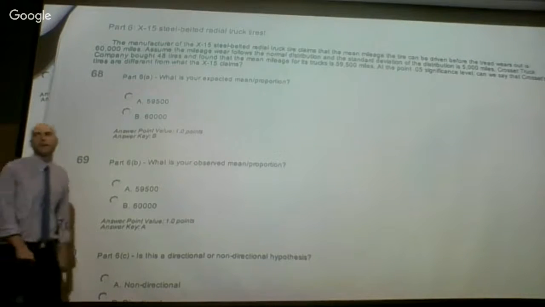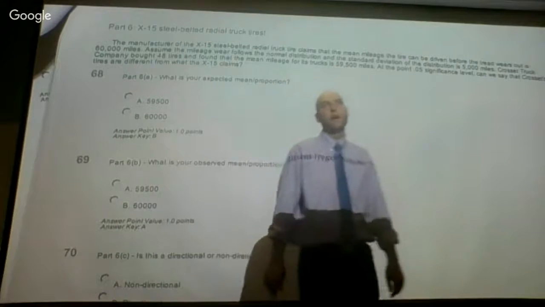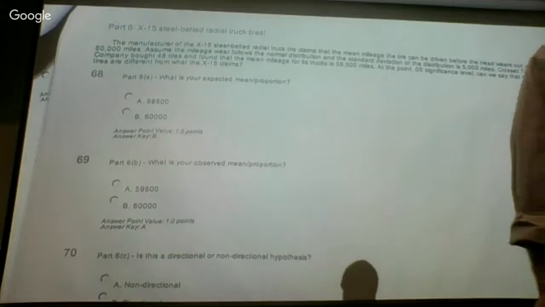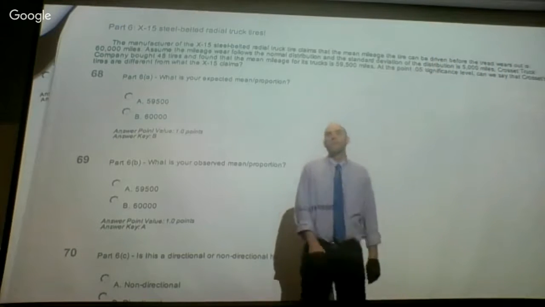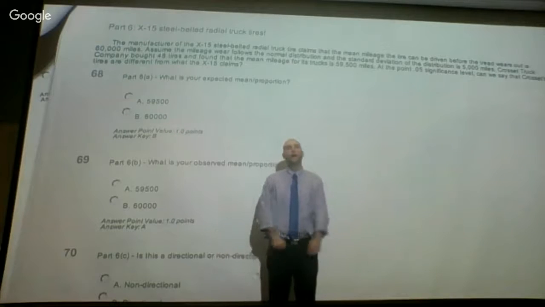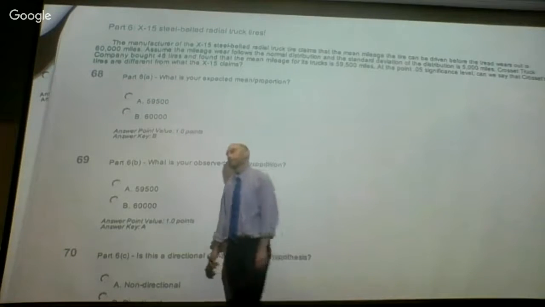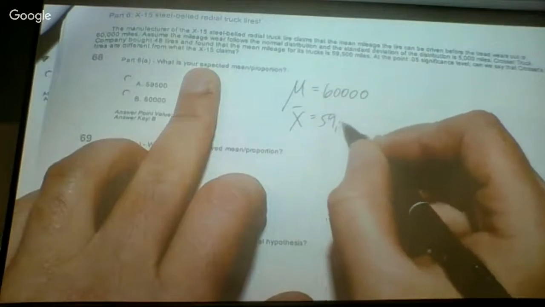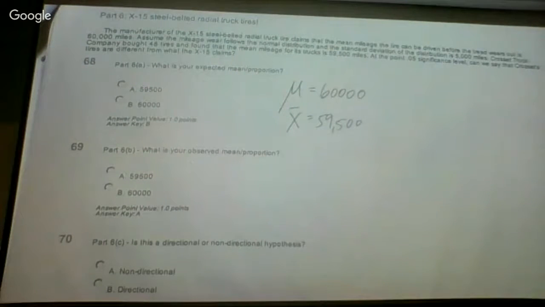So Crossett bought 48 tires and found that their average mileage was 59.5. The X15s are supposed to get you 60,000. Is this a question about mu or pi? How do you know? It's mu because we're talking about the average mileage. Cool. If we're talking about averages, you better give me something to expect and something to observe. Mu is 60,000 and then X bar is 59.5. Yep, because that's the claim. 60,000 is what they say it should be.